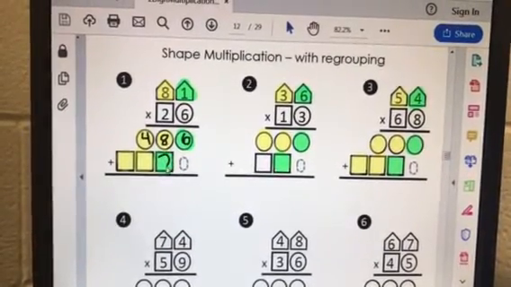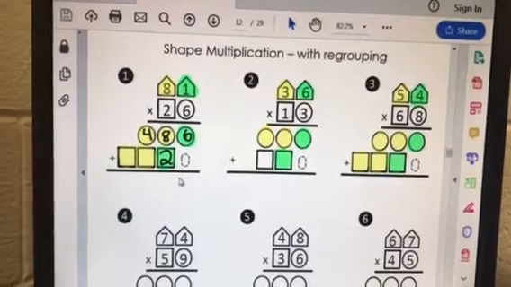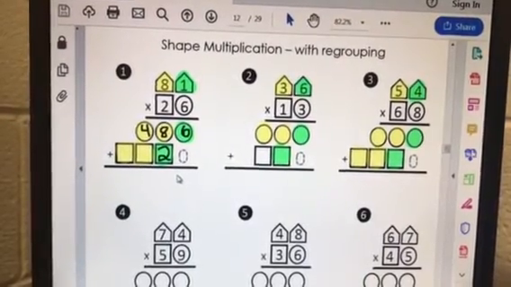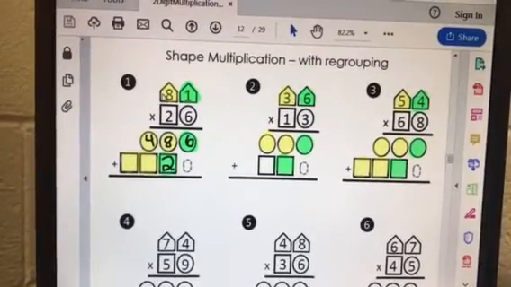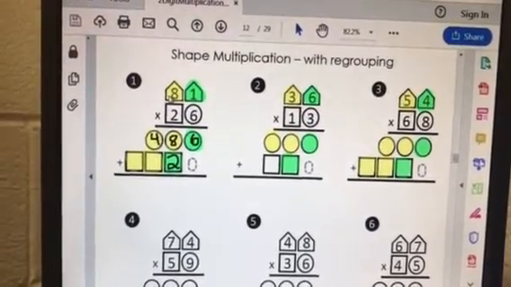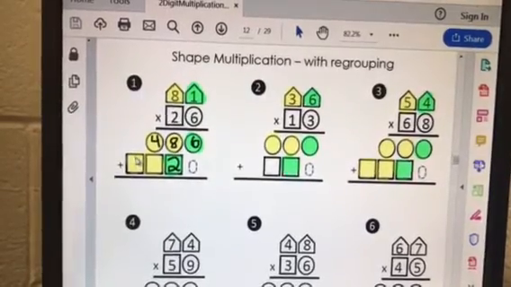Now my answer, because we're multiplying with squares, goes in the square boxes. Next I'm going to take 2 times the yellow pentagon, which is 8. 2 times 8 is 16.